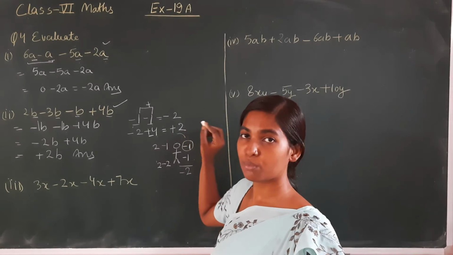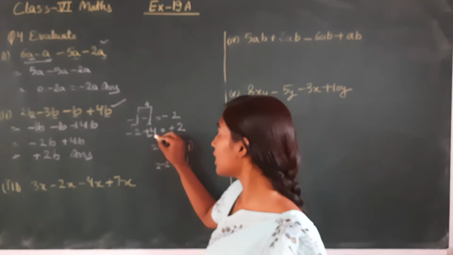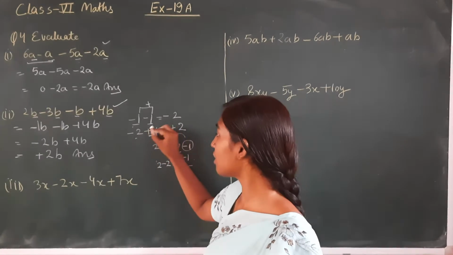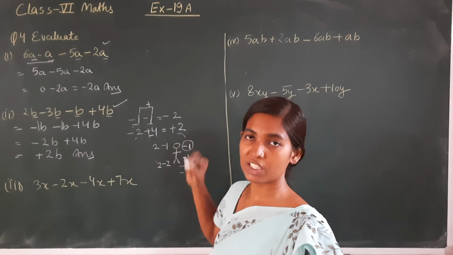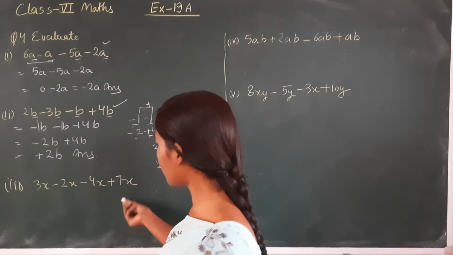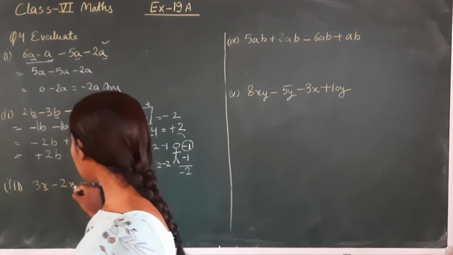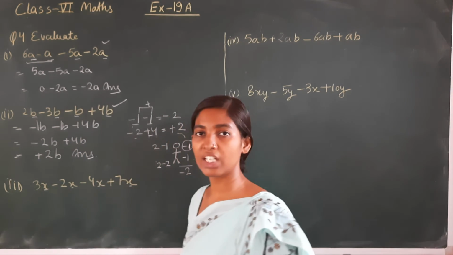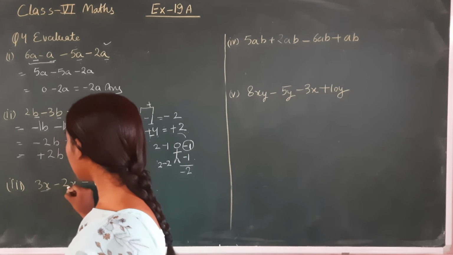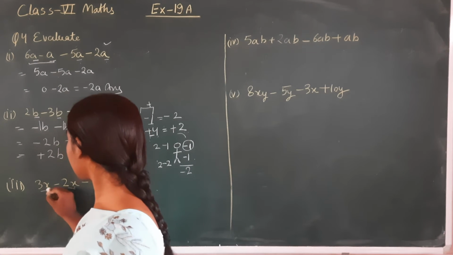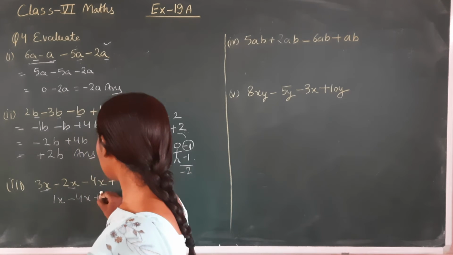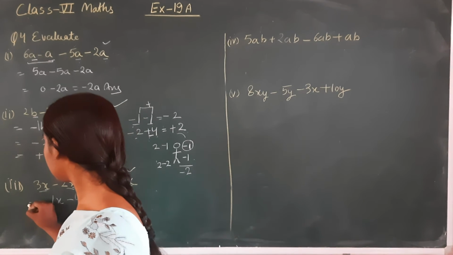आंसर के साथ उसी नंबर का साइन लगेगा जो नंबर यहाँ पे बड़ा है. And here 4 is the greater number and 4 has the plus sign, so in the answer also a plus sign. In this way plus 2b is the answer. Now come to the next one. All the terms have the variable x, so all are like terms, they can be added or subtracted. So here 3 minus 2 will be 1x, minus 4x, plus 7x.